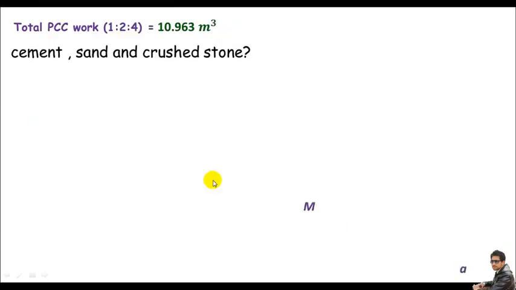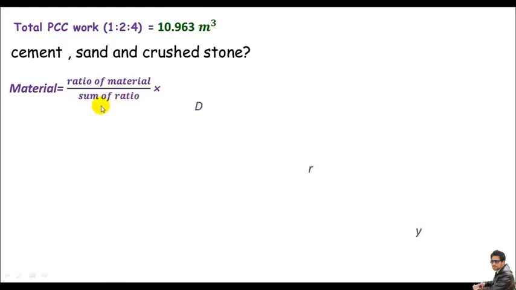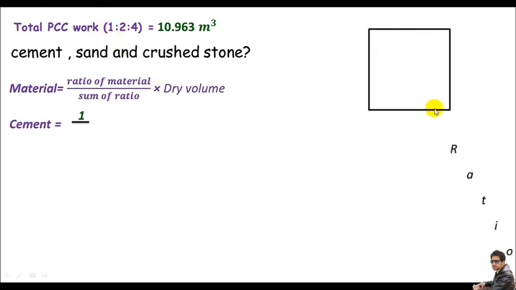To calculate any material, we have a nice formula, which is the ratio of the material divided by the sum of ratios, times the dry volume. This formula gives me the volume of any material. If I want to calculate cement, the ratio of cement equals 1. Look at the ratio, it's 1 to 4. The 1 represents the ratio of cement, so it's 1 divided by the sum of the ratios. We add all three ratios and get 7. So it's divided by 7, times the dry volume.